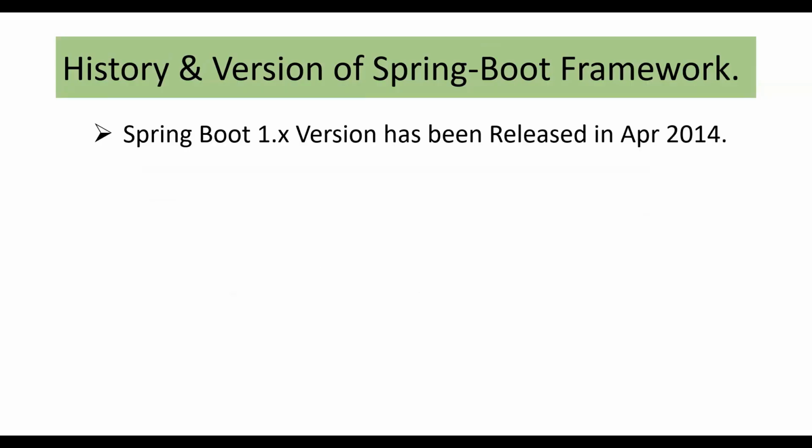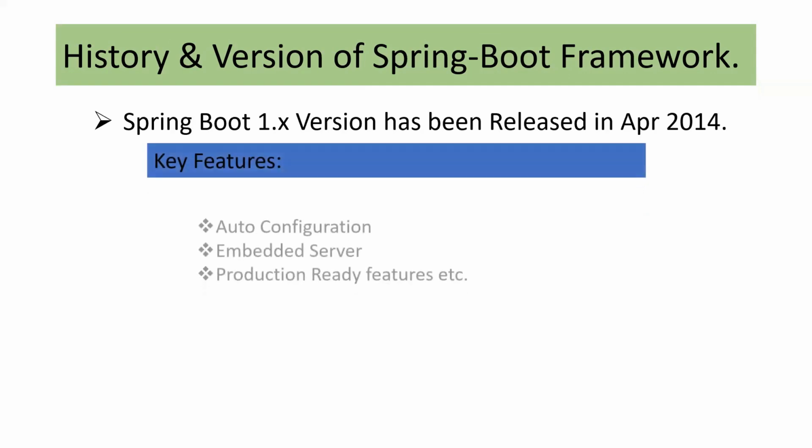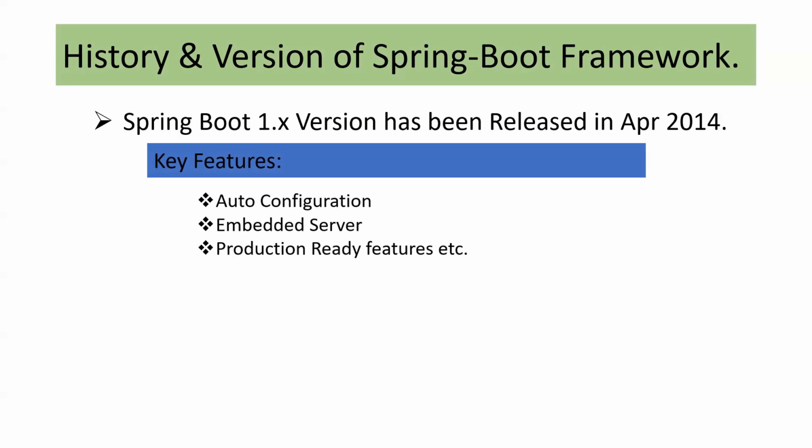Now let's see what key features are available in Spring Boot 1.x. So the first key feature here is auto configuration. What is auto configuration? I will discuss it with you after a few classes. This is one of the topics, and there we'll discuss auto configuration. For timing, I'm skipping this topic.